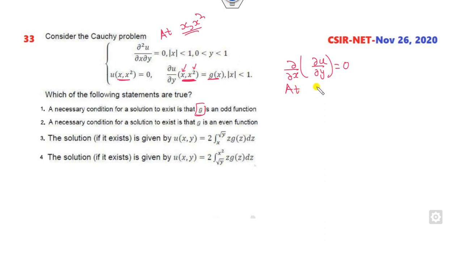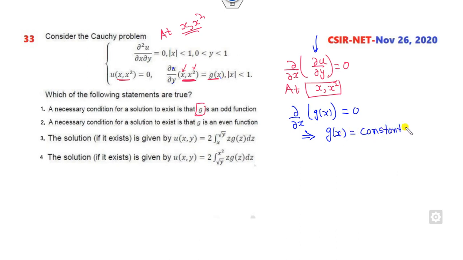Now at x comma x square, what will happen? What is the partial derivative of u? Is a g of x. Fine. So what is that? Partial derivative of g is 0. What is the meaning of that? G is my constant. So g can be 1, g can be 2, 3, 4 and so on, and every constant function we all know is an even function. Fine. Why is it an even function? Because if I say this is my 7, g of 7 is same as that of g of minus 7, so it's an even function. So the right answer is here.